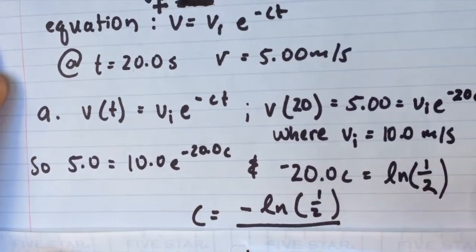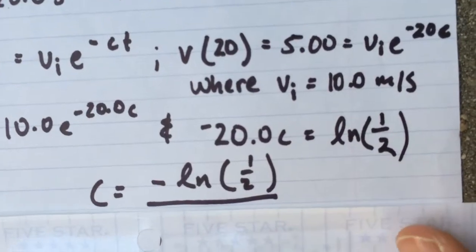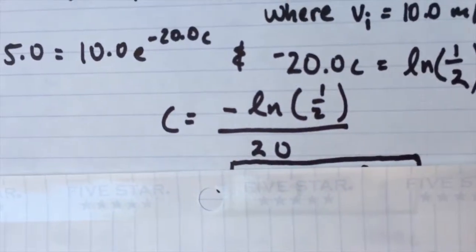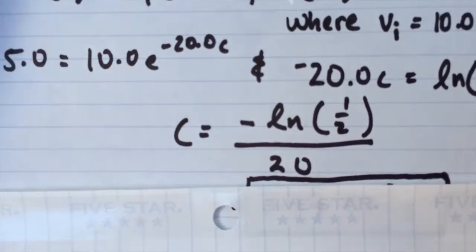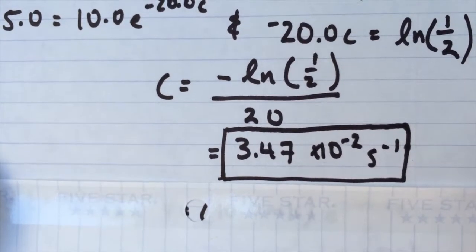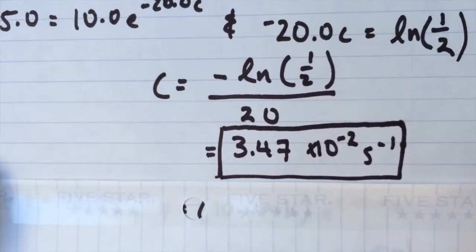And we do some switching around with the natural log rules, and we get negative 20c equals natural log of 1/2. And then you do more math, you get c equals negative natural log of 1/2 over 20. And finally, you get 3.47 times 10 to the negative 2 seconds to the negative 1.